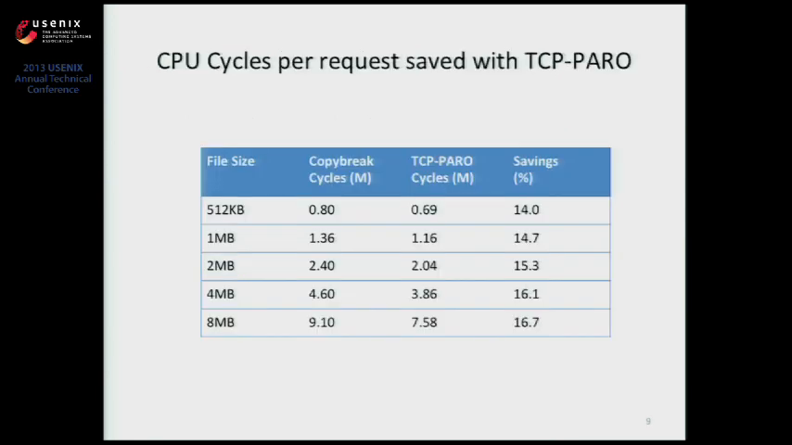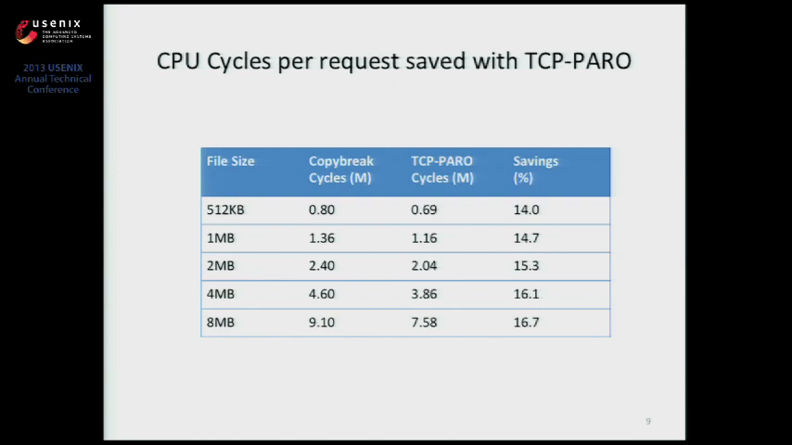Here we show that if we turn on TCP Power for the workload we were studying before, for various file sizes that we're requesting, we save around 14 to 17% of the cycles per request, which is quite a lot for 500 lines of code, and such a simple change.